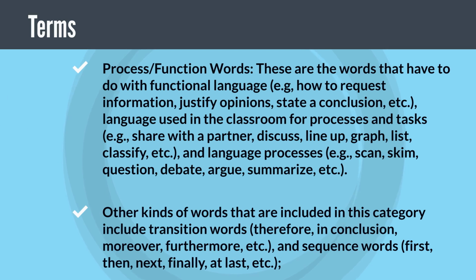Process/function words. These are the words that have to do with functional language, e.g., how to request information, justify opinions, state a conclusion, etc. Language used in the classroom for processes and tasks. Example: share with a partner, discuss, line up, graph, list, classify, etc. And language processes. Example: scan, skim, question, debate, argue, summarize, etc. Other kinds of words that are included in this category include transition words: therefore, in conclusion, moreover, furthermore, etc., and sequence words: first, then, next, finally, at last, etc.